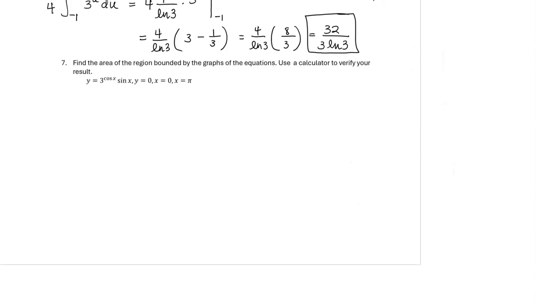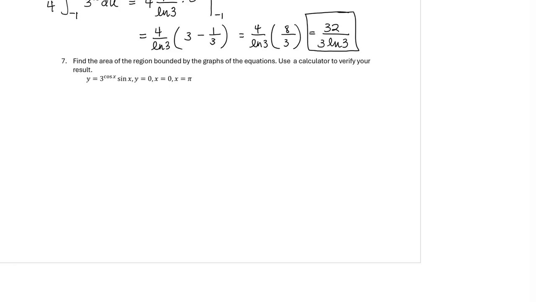Now we have an area problem. We want to find the area bounded by these curves. I'm going to create a rough sketch of this. I would graph this function in your calculator if I were you, so that we can envision what this region looks like, because it is important that we know which function is on top and which function is on the bottom. Between 0 and pi, this function looks something like this.